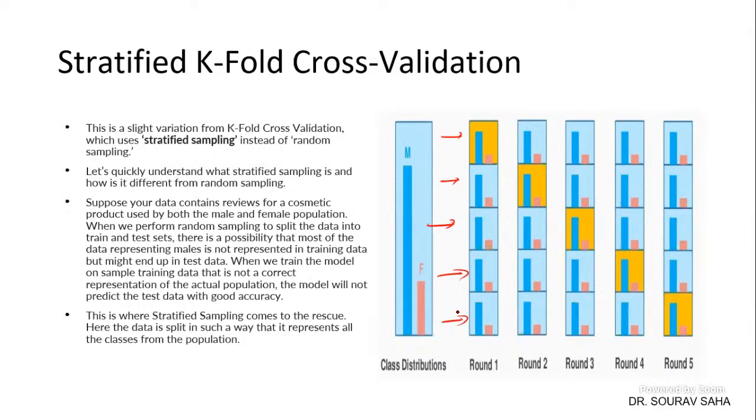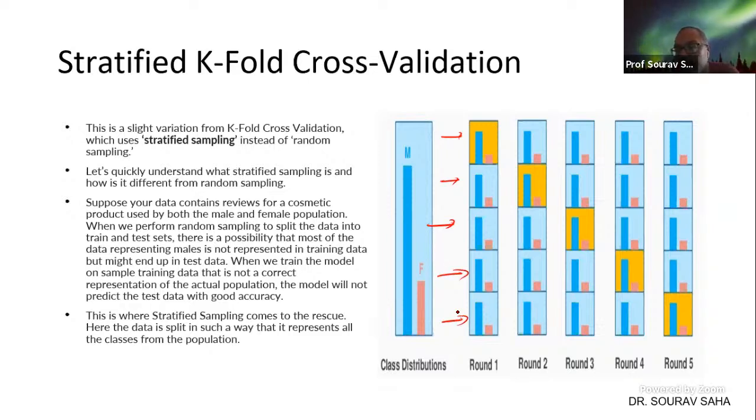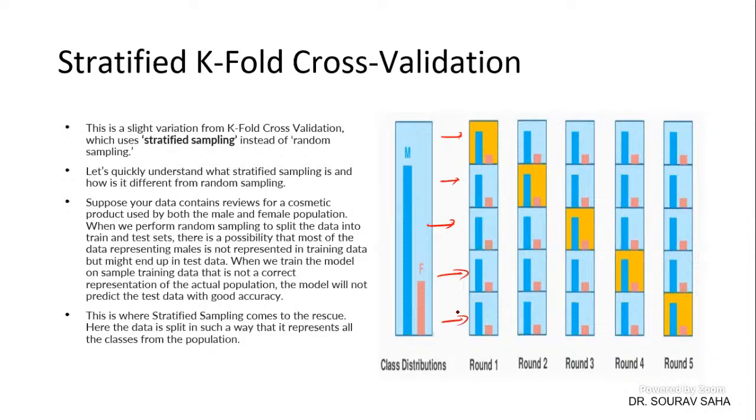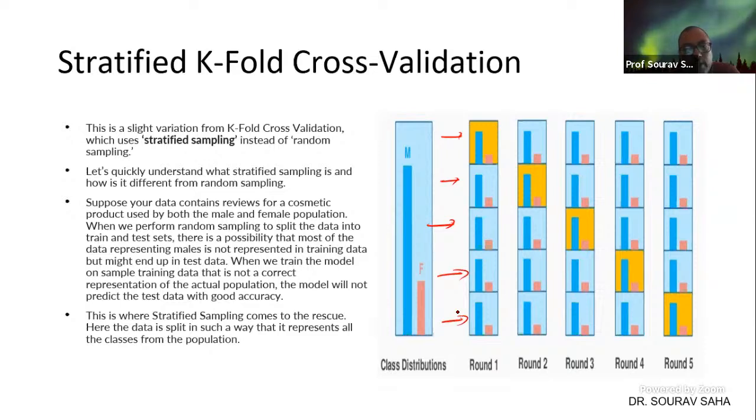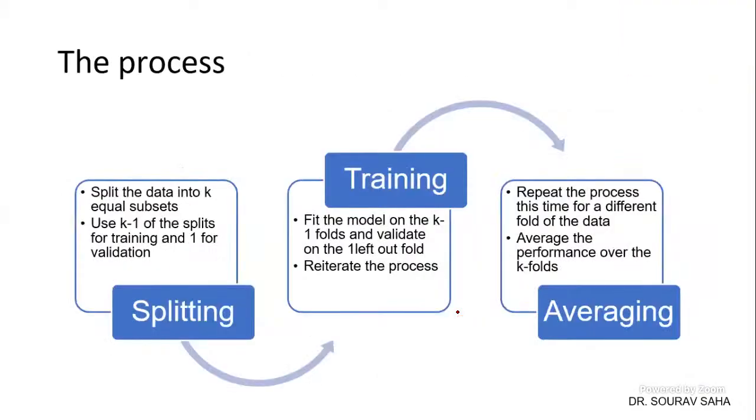Make sense? Yes, sir. It means it maintains the imbalance. It maintains the proportion of the target variable. The target variable is your gender, male, female. So the proportion of the target variable is maintained in all the cases. So this is stratified k-fold cross validation, right? Understood? Yes, sir. Okay.